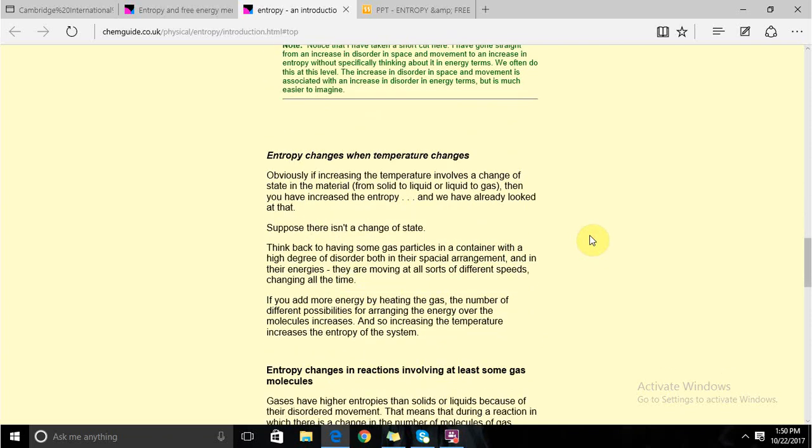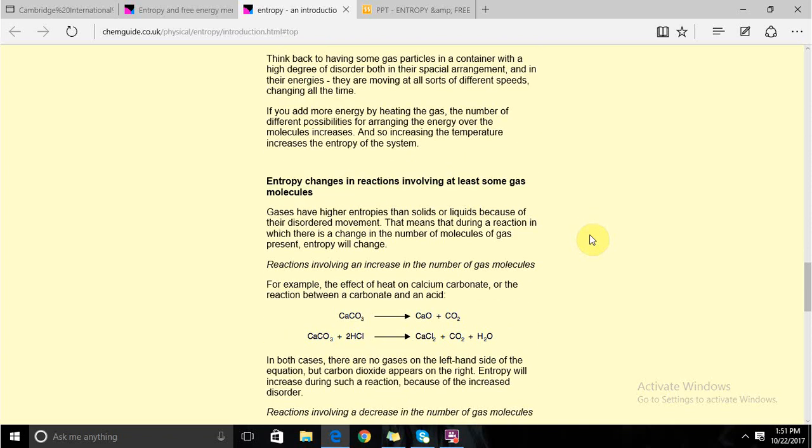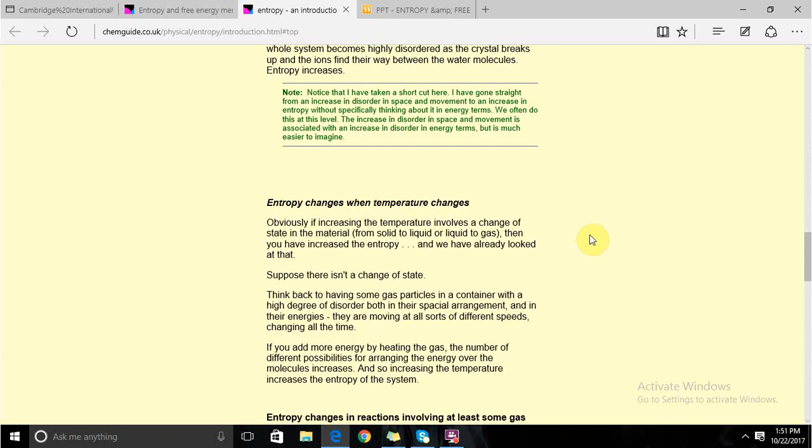Right? Entropy changes when temperature changes. Obviously, if increasing the temperature involves a change of state in the material, then you will have increased the entropy. But we've already looked into that. Suppose there isn't a change of state. Think back to having some gas particles in a container with a high degree of disorder both in their spatial arrangement and in their energies. They're moving at all sorts of different speeds, changing all the time. If you add more energy, the number of different possibilities for arranging the energy over the molecules increases, and so increasing the temperature will increase the entropy of the system. Right? And this is what we studied till now.